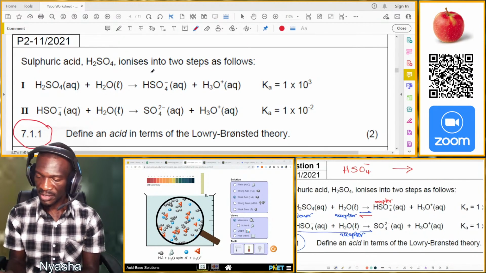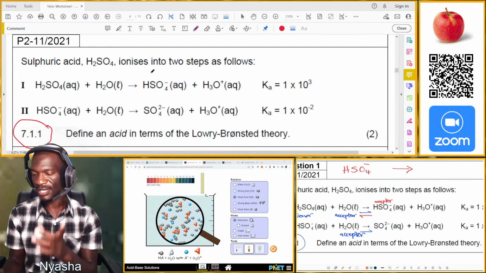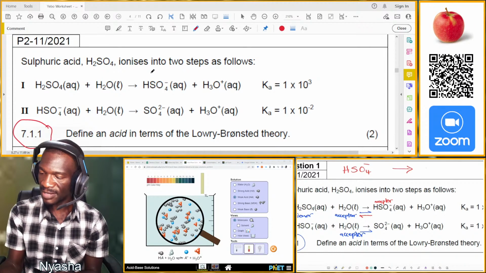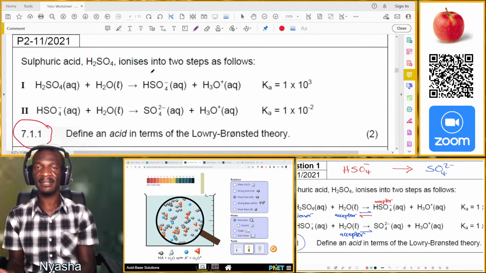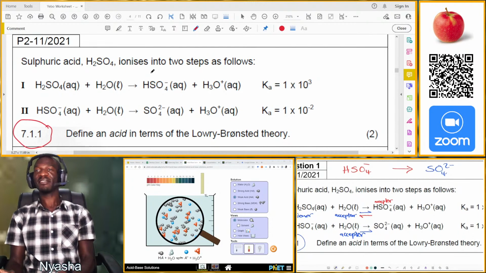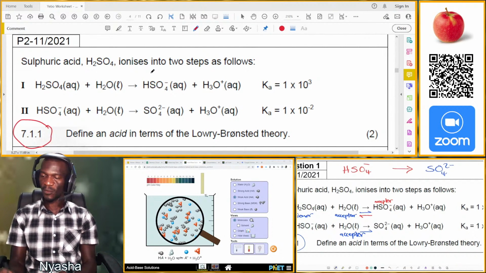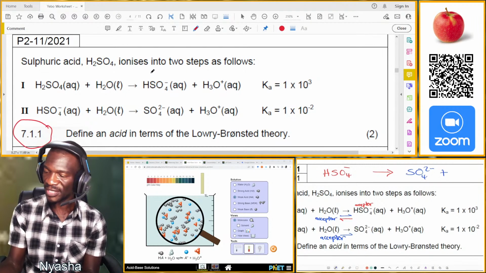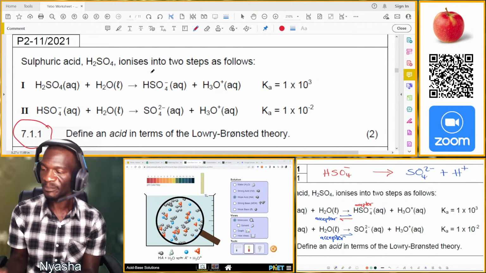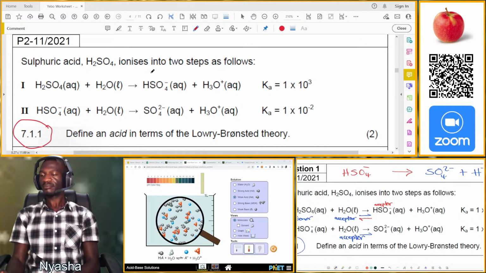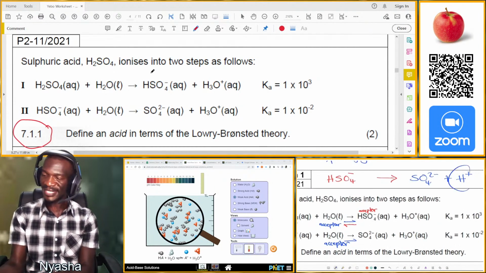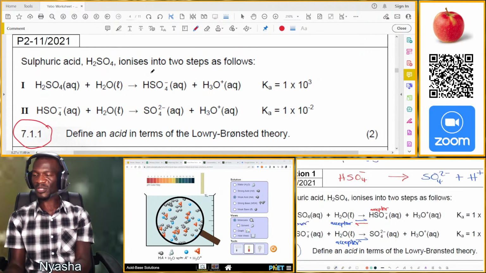HSO4 changes to, obviously, the one which holds the SO4 group. So it actually becomes SO4 2 minus. What could have happened for HSO4 to end up as SO4 only? It's obvious that there was a subtraction of a hydrogen ion. So what has it done? It has actually donated this hydrogen ion into solution.